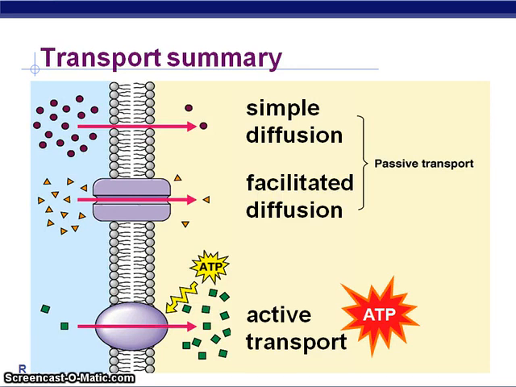So here is everything wrapped up. Simple diffusion and facilitated diffusion are both examples of passive transport. It does not require energy. The difference between them is facilitated diffusion: you need a protein channel to help the molecules get from a high concentration to a low concentration. Active transport uses energy because a protein pump is pushing these low concentration molecules against the gradient. It's going backwards of diffusion, basically.